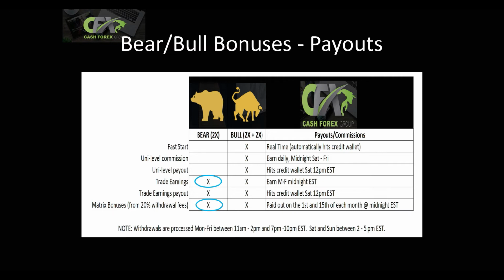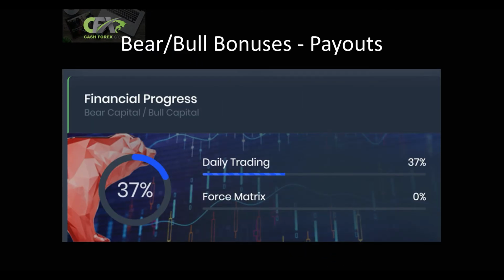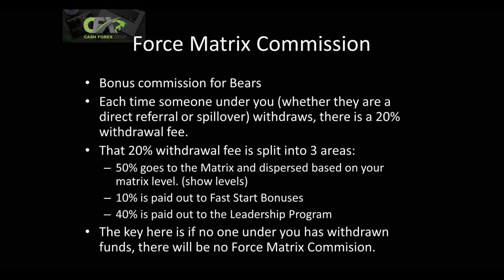Okay, so back to Bear. So the Bear gets the trade earnings and the matrix bonuses. We know enough about the trade earnings, but matrix bonuses is still a little confusing. And this here too, I just wanted to show again in that top quadrant, the Bear gets the 37% from trading, daily trading, and right now I have 0% of the forced matrix. And I'm sure a lot of you do too, and I want to get a little deeper in that and explain why. So basically the forced matrix commission, the one that just said 0 for me, is a bonus for bears.